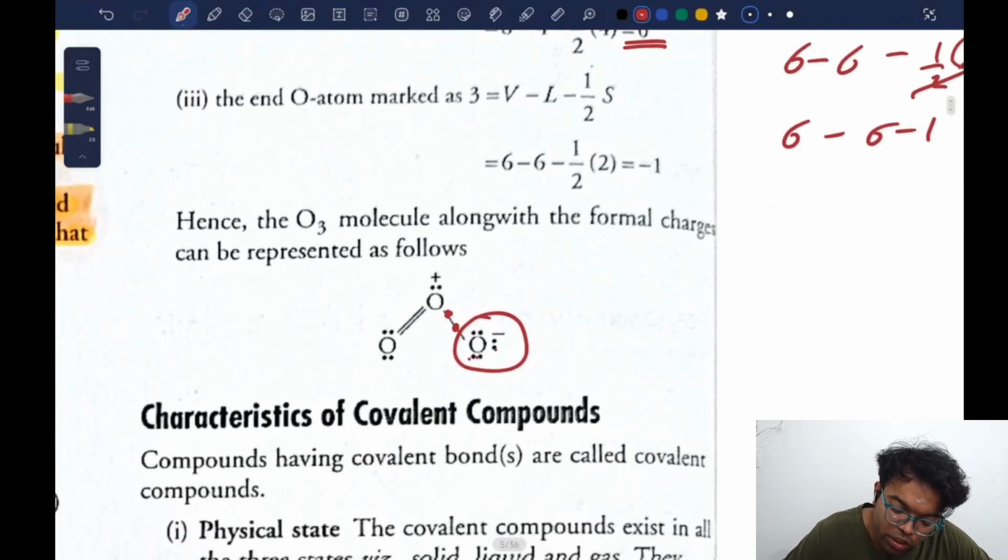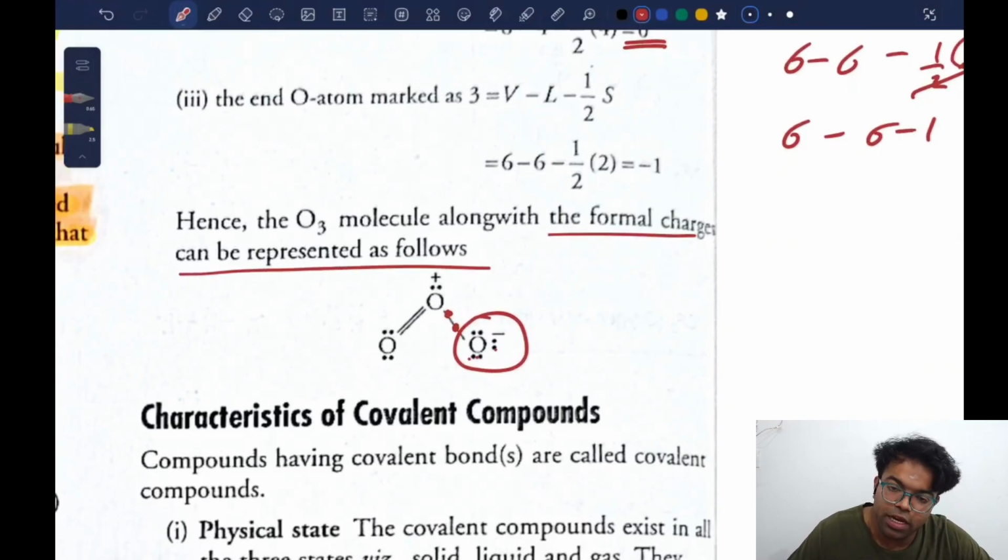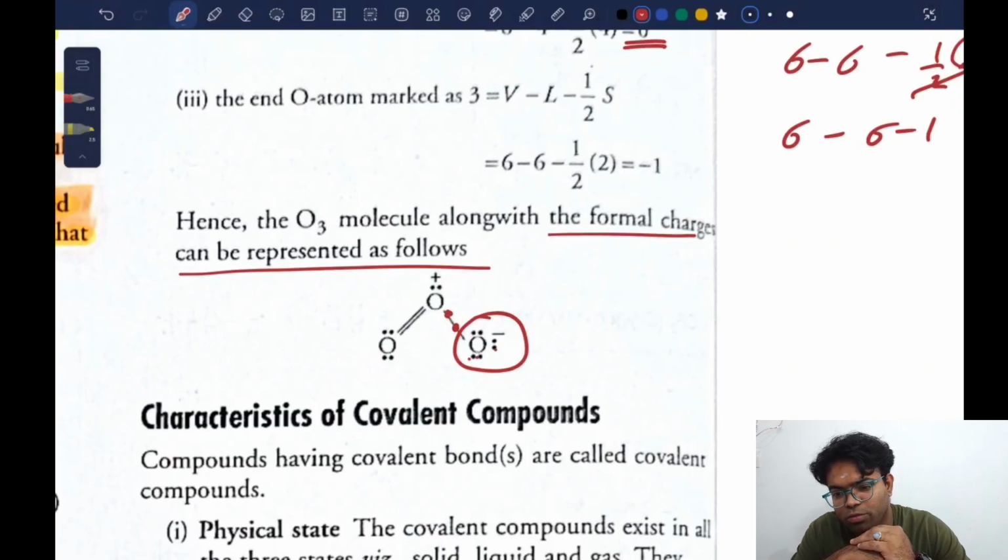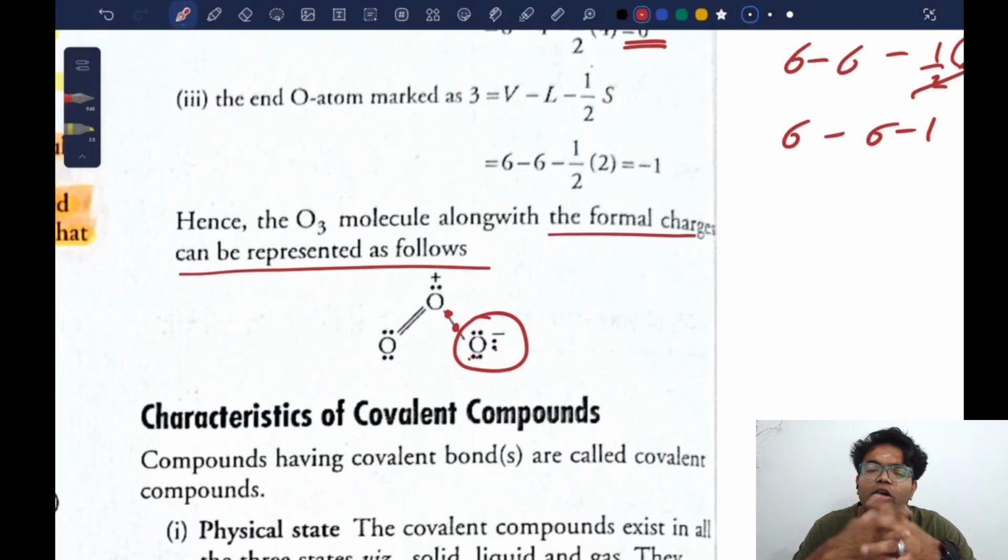Hence, the O3 molecule along with the formal charge can be represented as follows. One oxygen atom has a formal charge of plus 1, another oxygen atom has a formal charge of minus 1, and the third oxygen atom has a formal charge of 0. So what does that indicate? It indicates that the overall formal charge in a molecule will be plus 1 plus minus 1 plus 0, which is equal to 0. So the overall formal charge in a molecule is always 0.